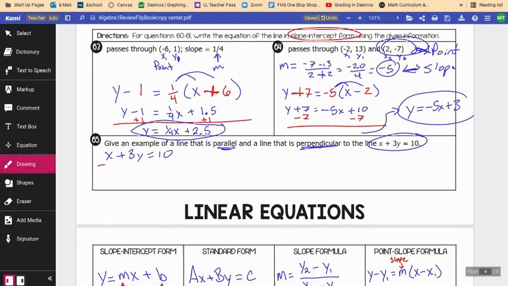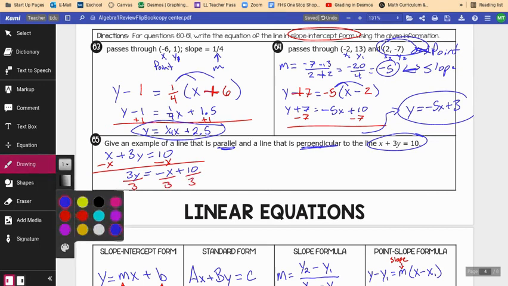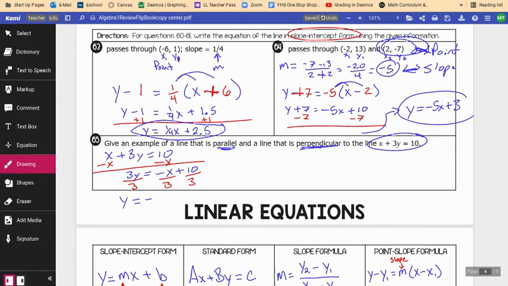So when I'm solving, subtract x from both sides. 3y is equal to -x plus 10. And then I have to divide by 3 on both sides. So what do I get? I get y is equal to -1/3 x plus 10 over 3. I'm just going to leave it as a fraction because it'll give me a repeating decimal. And really the only important part that I want is the slope. So the slope is -1/3.